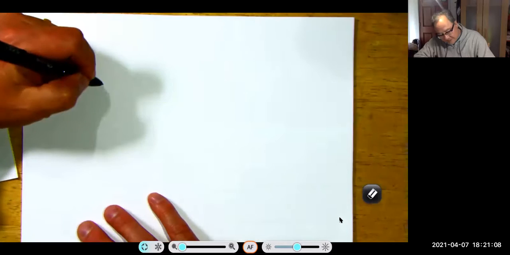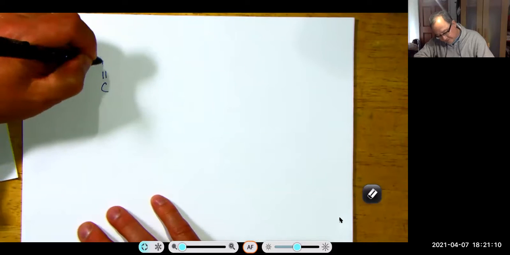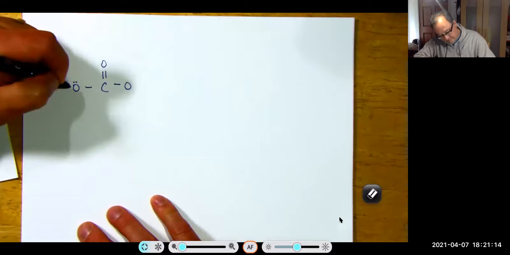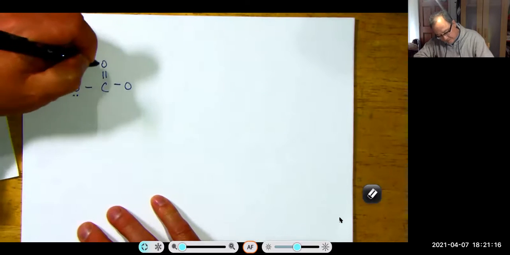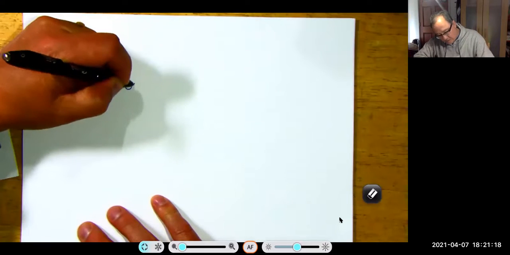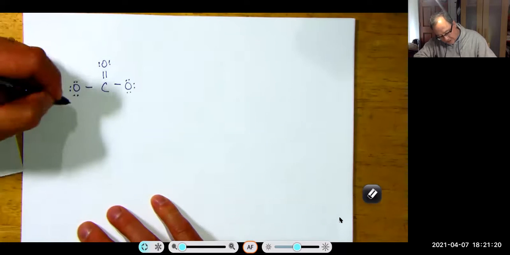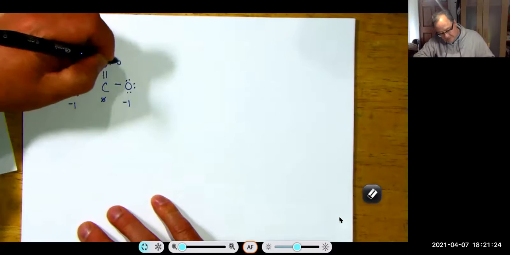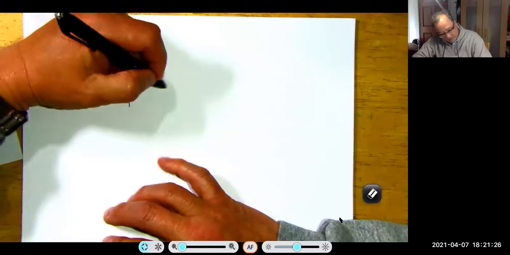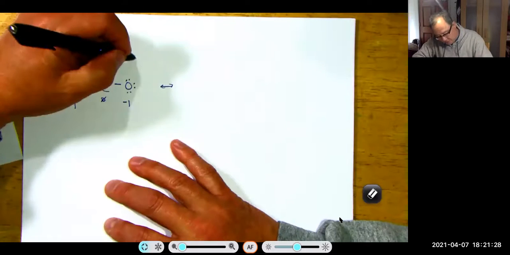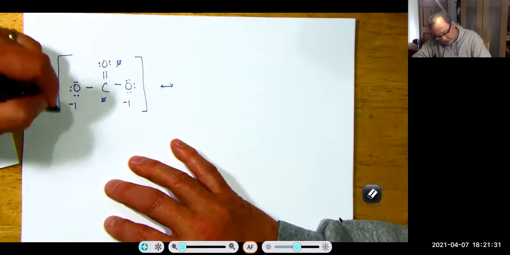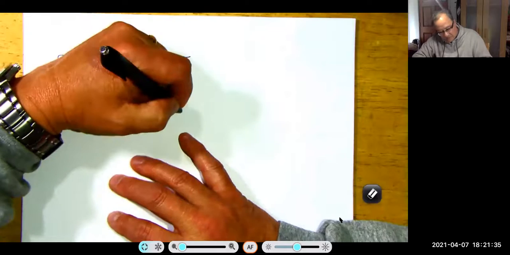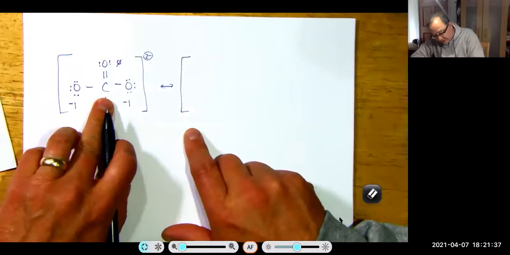And it may have been a case like this. Where here the formal charges are -1, -1, 0, and 0. Now, whenever you have an ion, you're supposed to put a bracket around it and the charge on the outside. Now, a resonance structure with this is this one.